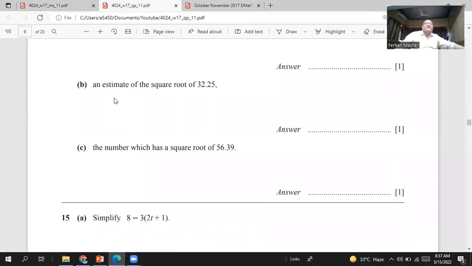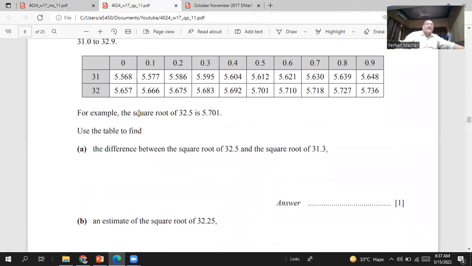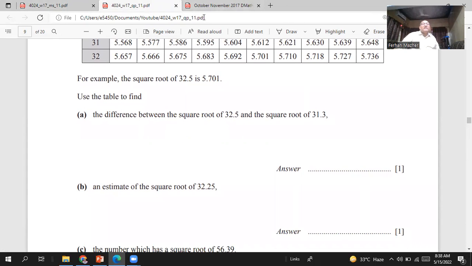Then he says, find an estimate of the square root of 32.25. If you look here, he's asking us to find the square root of 32.25, and that is not possible directly. I have 32.2, that is 5.675, and 32.3, that is 5.683. One method is very simple: the square root of 32.25 will be between these two numbers. So one estimation can be done like this: you add these two values, and whatever answer you get, you divide it by two.